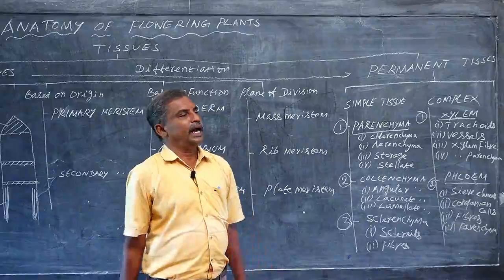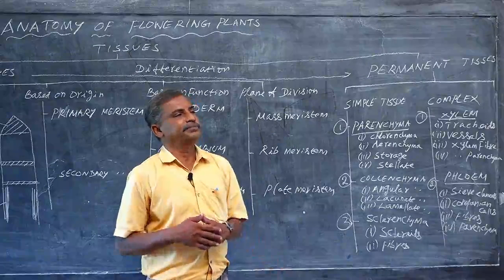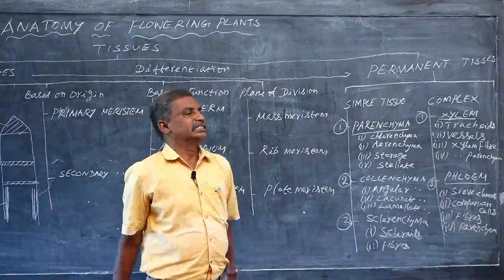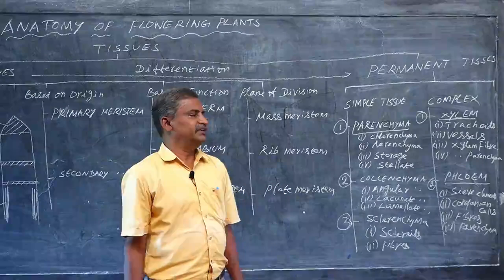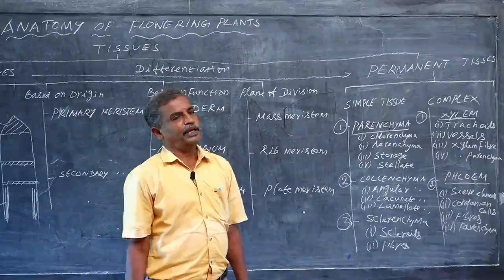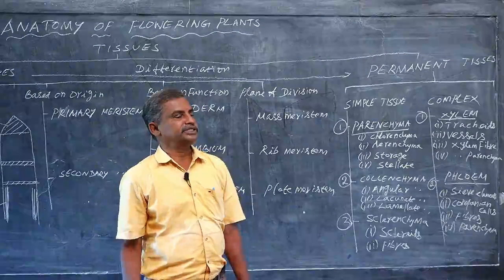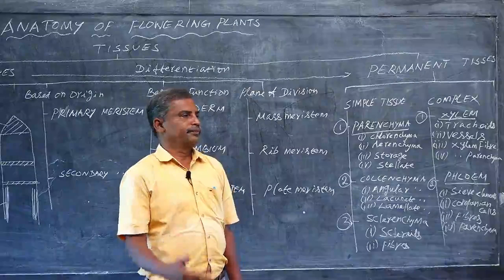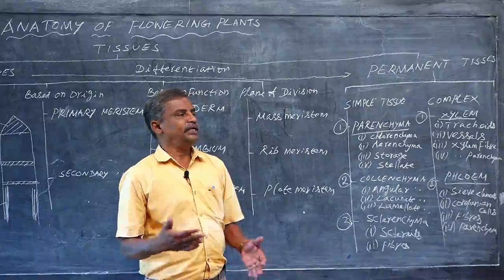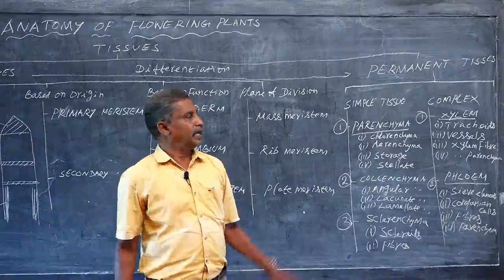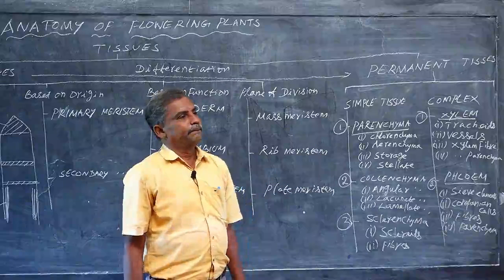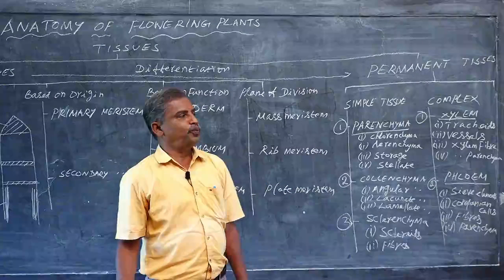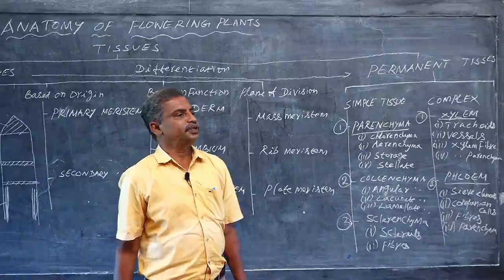Sieve tubes are elongated cells which have sieve plates at both ends. These sieve plates have small pore-like structures, and through these pores, food is conducted. The sieve plates are arranged one above the other like xylem vessels. Through the sieve pores, food is conducted.